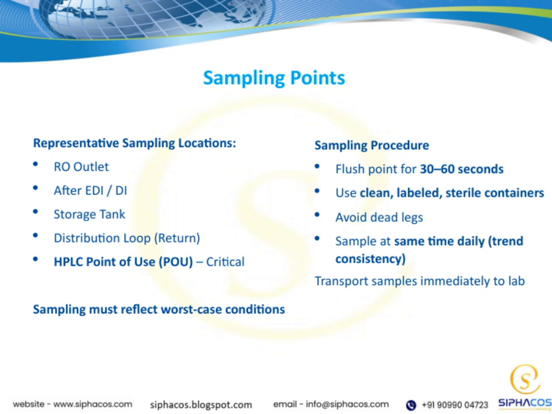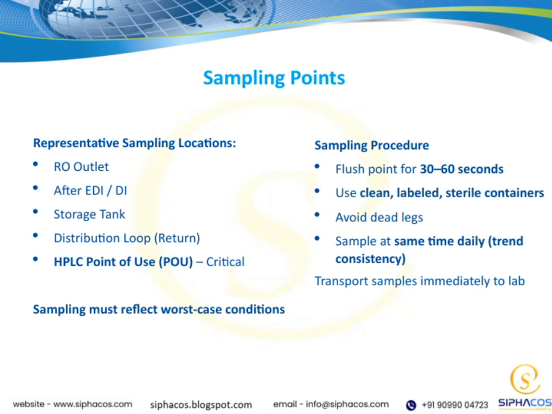Once collected, samples should be transported immediately to the lab. Delays can affect the sample integrity and the accuracy of our analysis. Now, regarding sampling points, we aim for representative locations. These include the RO outlet, after EDI or DI units, storage tanks, the distribution loop, especially the return line, and the HPLC point of use, which is particularly critical.